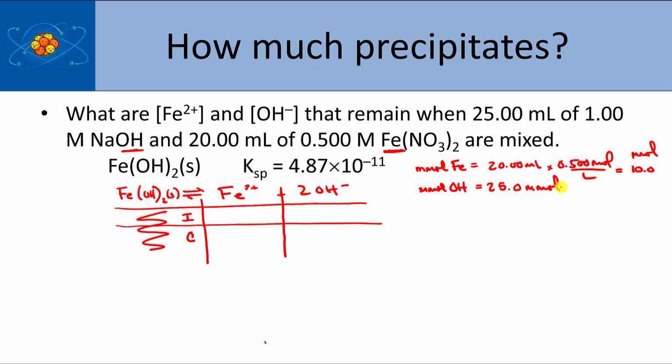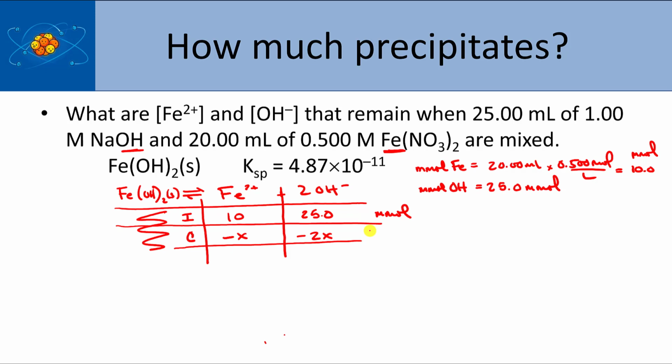Okay, so those are my starting amounts, so I can put them up here. This is all going to be millimoles, so I just write a little note to myself like that, and I make this one 25, and this one's 10. And the change is going to be minus x, and minus 2x, because that's the coefficient. And then what I'm going to do is assume that the reaction goes to completion. All right, so what does that mean? Well, it means one of them goes to 0. And whichever one goes to 0 actually tells you how much precipitate formed, okay?